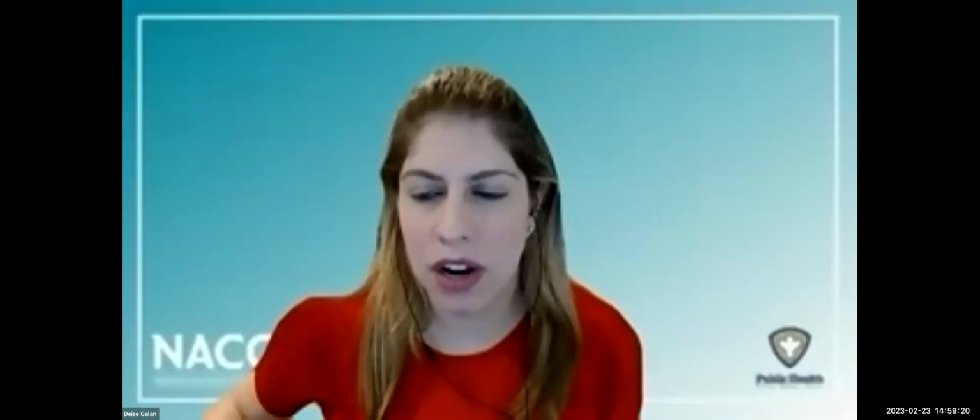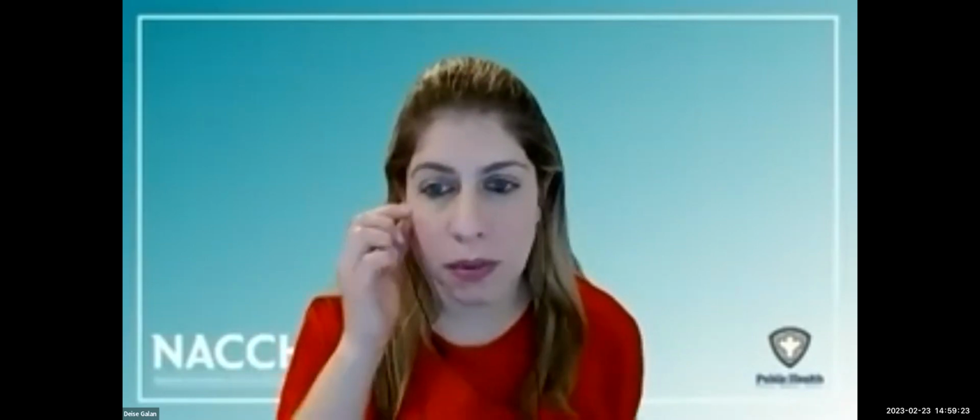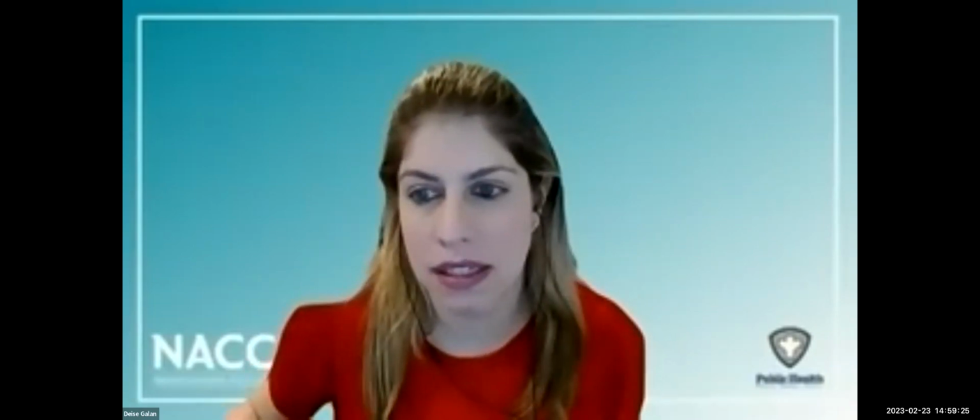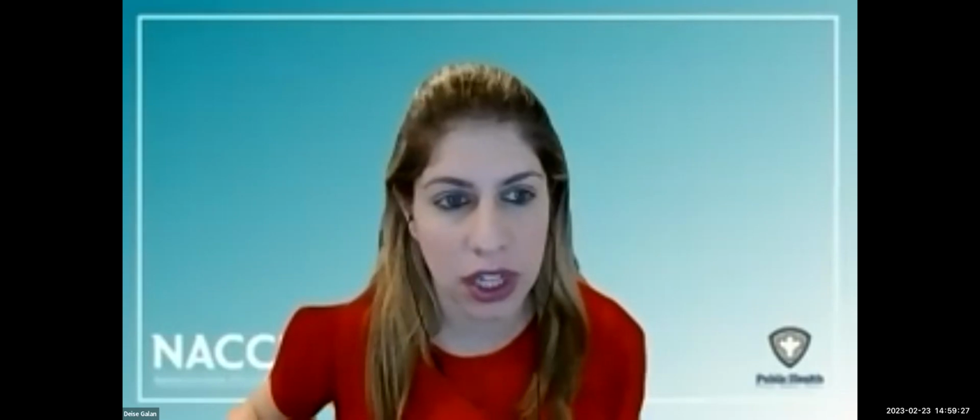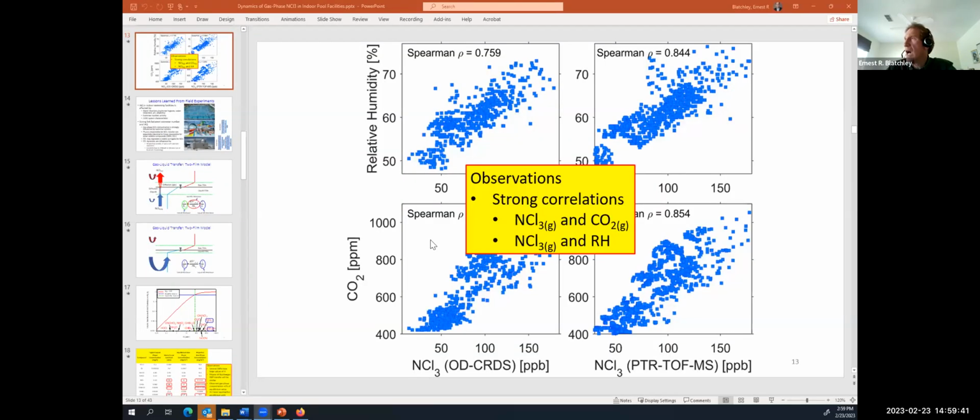Thank you. Our next question asks, is it possible to calculate or estimate the atmospheric concentration of trichloramine if we measure the concentration of CO2? Great question. So I'm going to bring up a slide and share that. The idea of this slide is that there is a very strong correlation between the gas phase CO2 concentration and the gas phase trichloramine concentration. So that's evident in this slide.